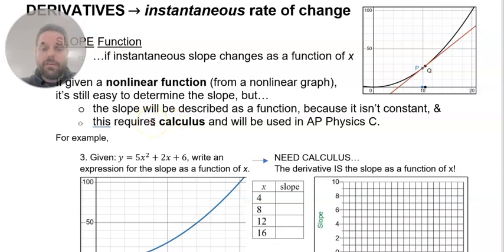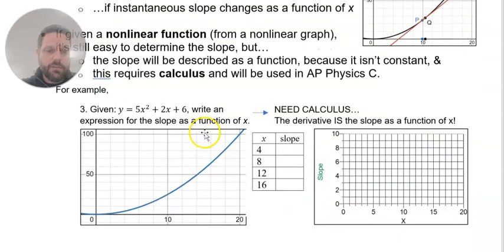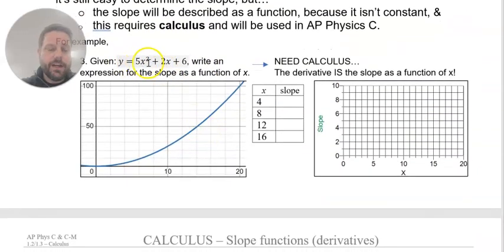Now this will require us to do calculus if we just take this function like, for example, down here, y equals 5x squared plus 2x plus 6. So if we wanted to figure out the slope function, meaning what is the slope as a function of x, we're going to need calculus. And when we take the derivative, that's what you're going to be finding, a function that shows how the slope changes as a function of x since it's not constant.